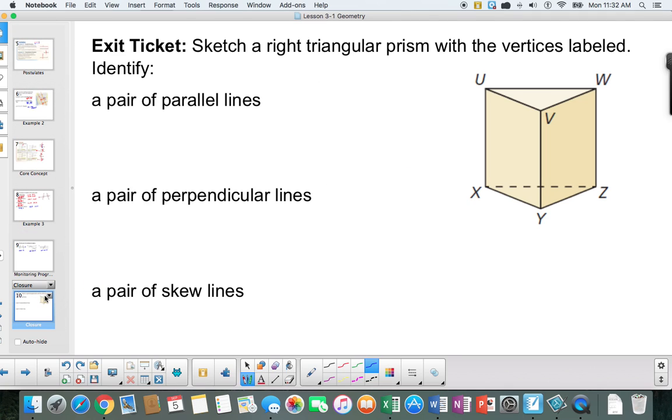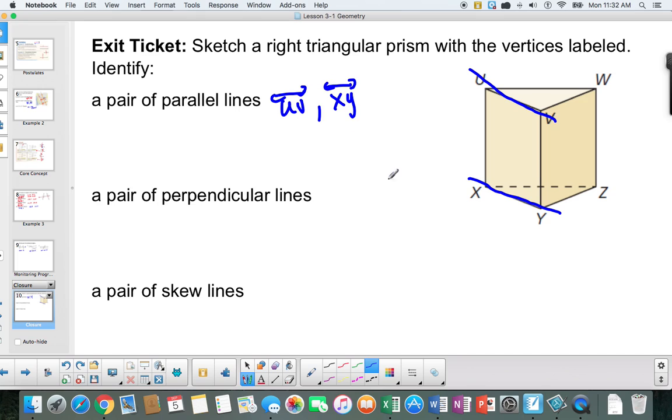All right, let's wind things up. We're going to identify a pair of parallel lines. This is a prism, and we know things are perpendicular to each other, and things are parallel. We want parallel lines, so we must make sure that we're on the same plane. So I'm going to choose this one, and if I choose that one, I've got to choose this. So this will be line UV and line XY.